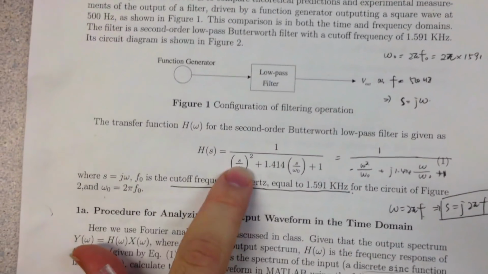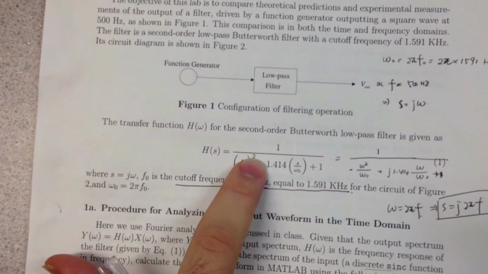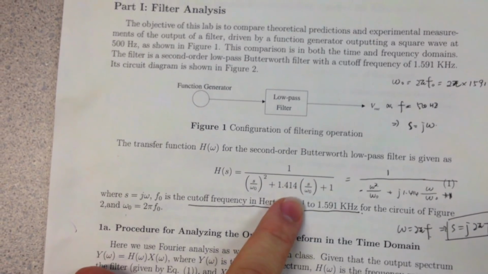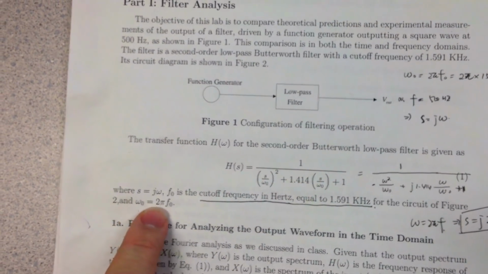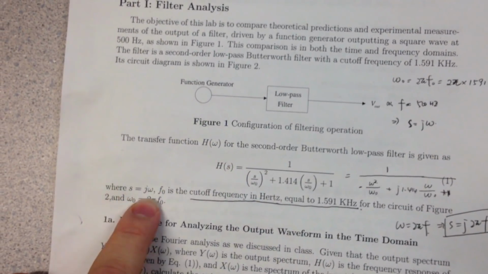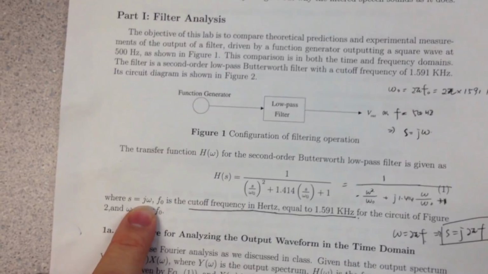What is the filter equation? The filter equation is given. H of S equals 1 over S over omega naught squared plus 1.414 S over omega naught plus 1. Omega naught is 2 pi f naught, this is the cutoff frequency, and S is your frequency, j omega, and omega is your frequency.